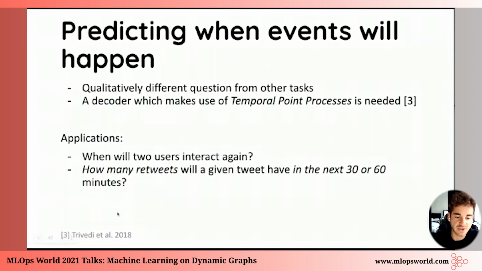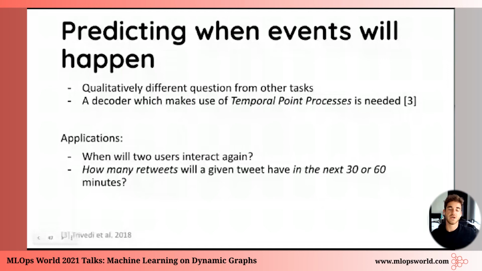And there are many applications. Again, when will two users interact again, and how many retweets will a given tweet have in the next 30 or 60 minutes? You could think how this would be very important for virality prediction. If you are able to know how many retweets a tweet will have in the next hour, you will know if a tweet will go viral in the next hour. So it could be very useful.